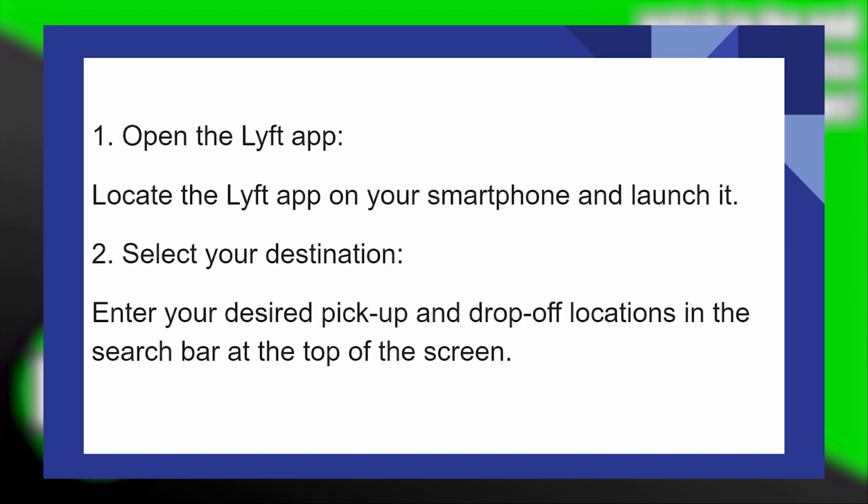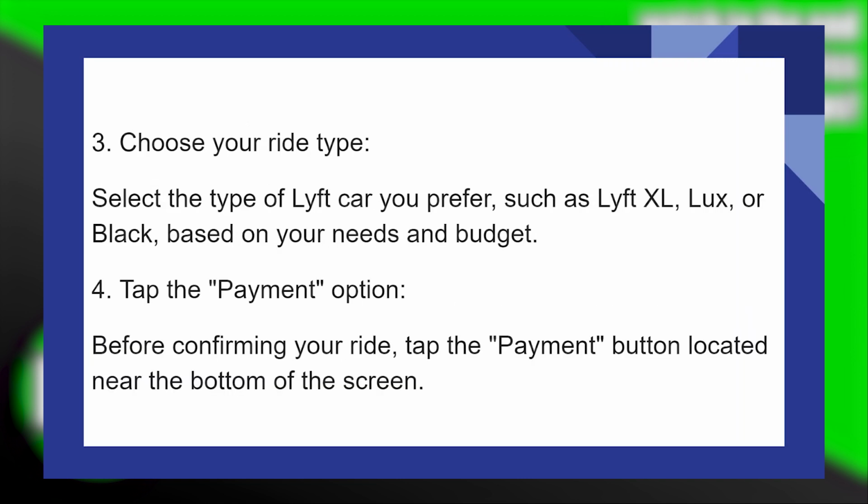After that, select your destination and enter your desired pickup and drop-off locations in the search bar at the top of the screen. Then, choose your ride type. Select the type of Lyft car you prefer, such as Lyft XL, Lux, or Black, based on your needs and budget. Now, tap the payment option.